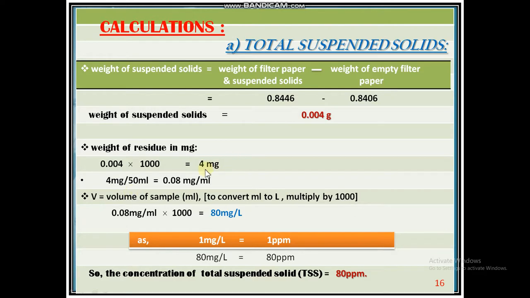Then this 4 milligram was obtained in a 50 ml water sample. So by dividing this 4 milligram by 50 ml, it becomes equal to 0.08 milligram per ml. As the volume of sample is in ml, so to convert this ml to liter, multiplying this value by 1000, it becomes equal to 80 milligram per liter. As 1 milligram per liter is equal to 1 ppm, so this 80 milligram per liter is equal to 80 ppm. Hence, the concentration of total suspended solids is equal to 80 ppm.